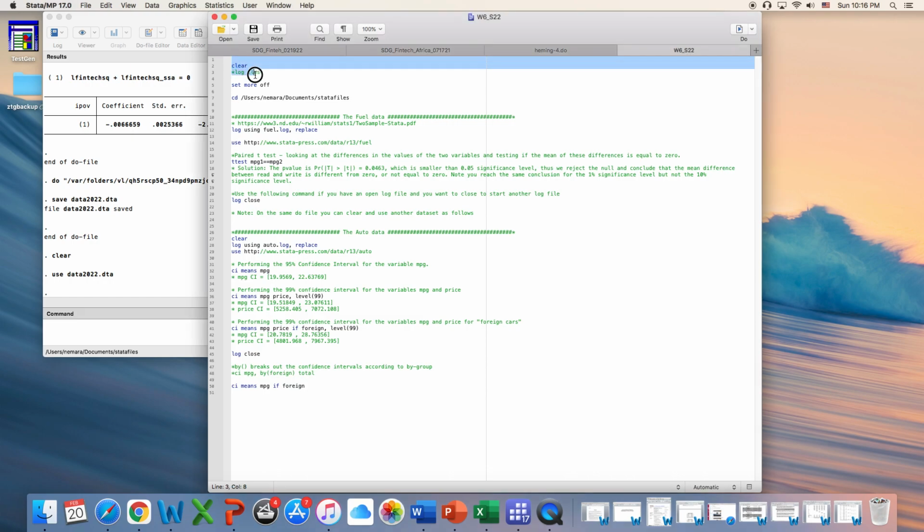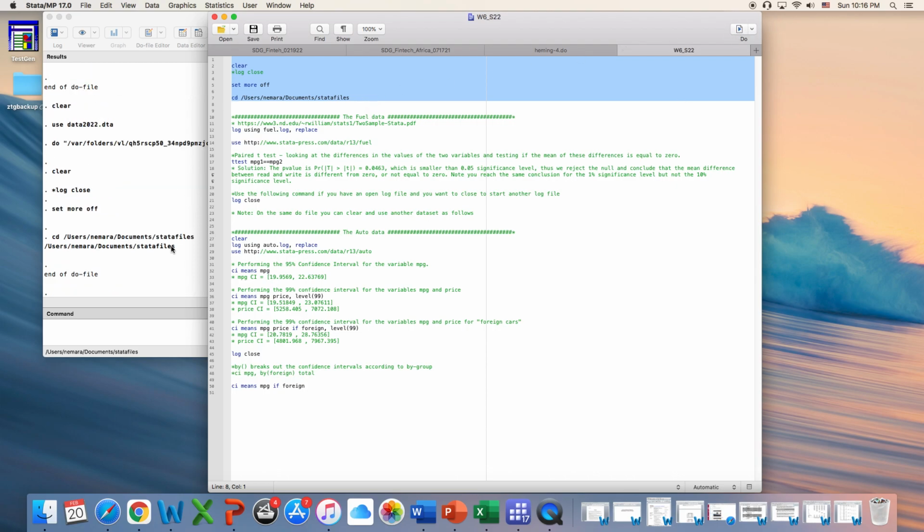What I have here, I have been working on something else, so I clear it. Set more off, and then set my directory, and then you create the log file, because this is where you save all your results. You name it an easy name. Every time I call it the same name as the data set. So the data set is fuel, so this one is fuel.log.